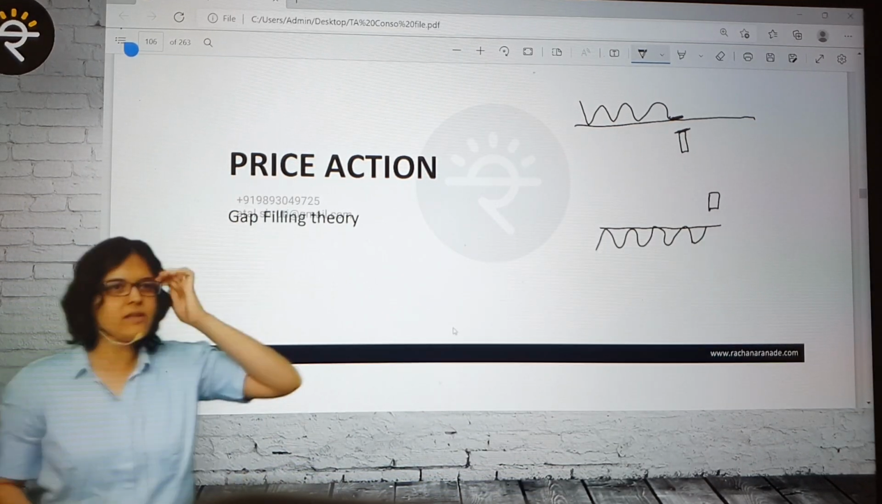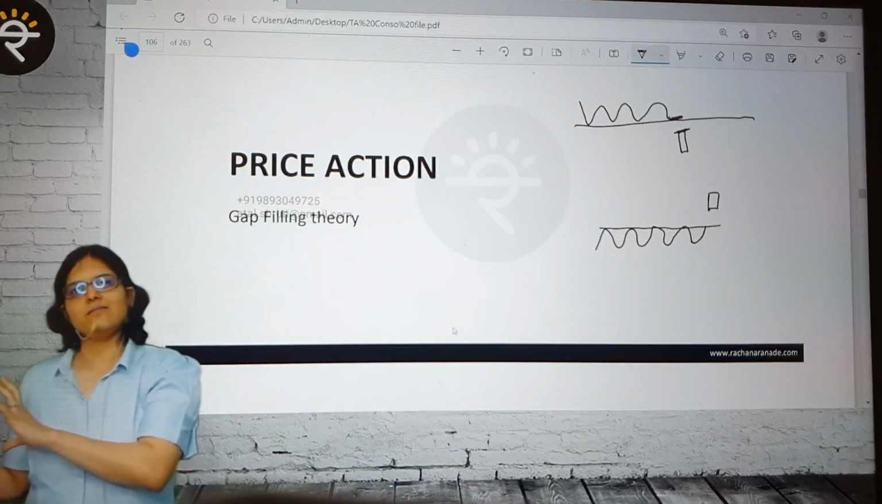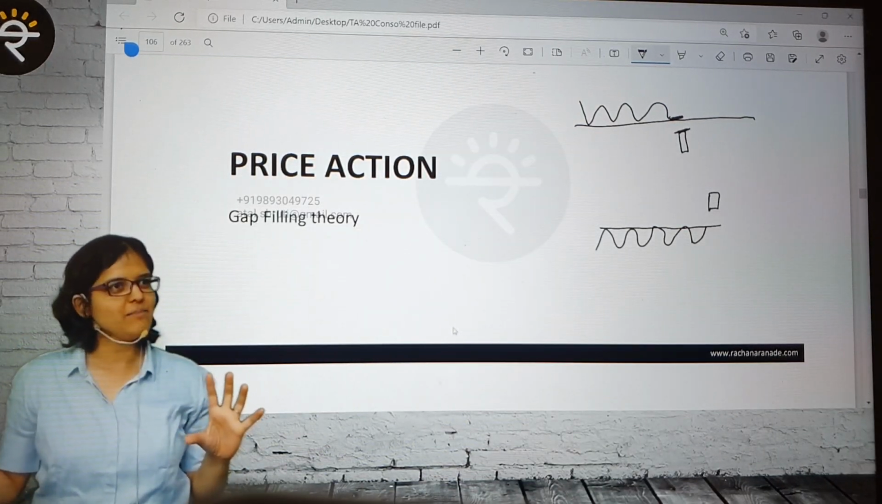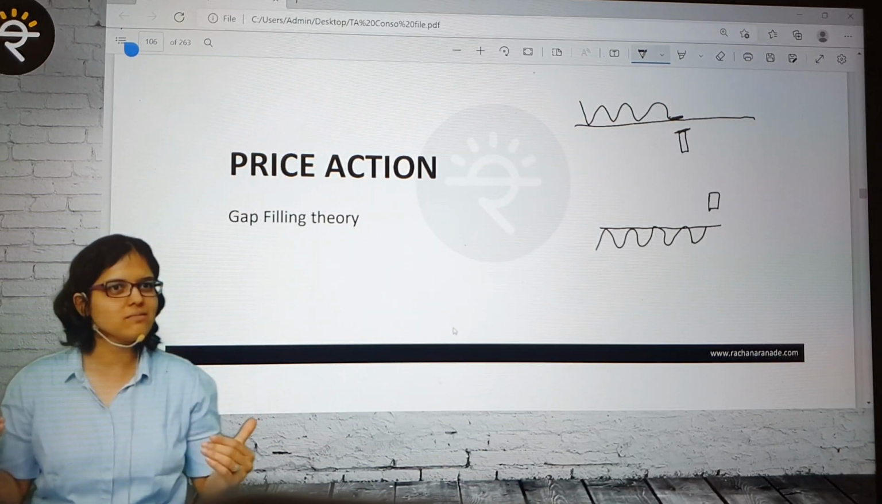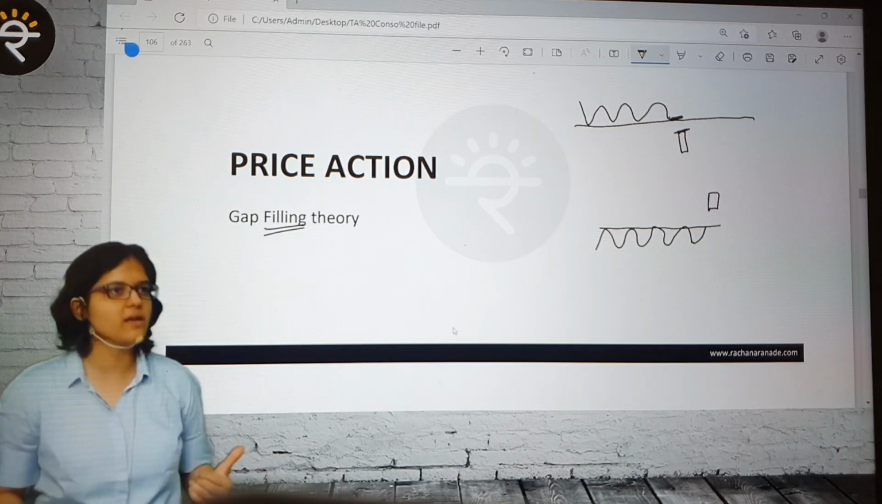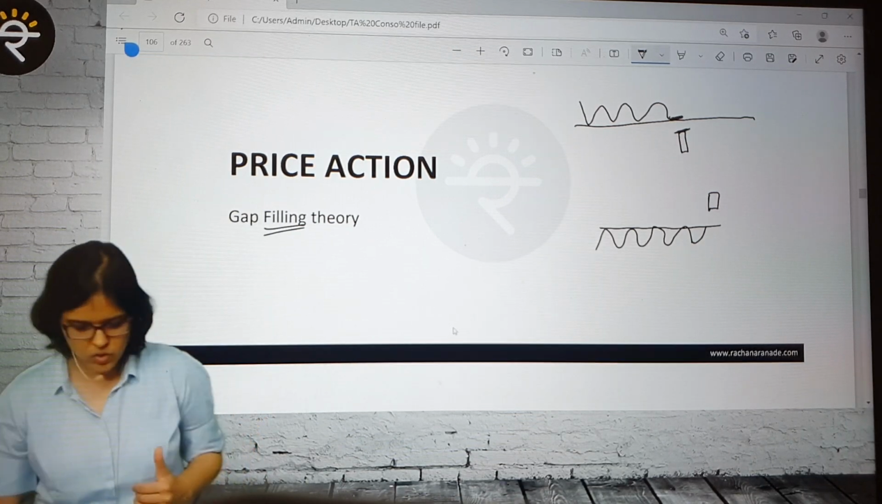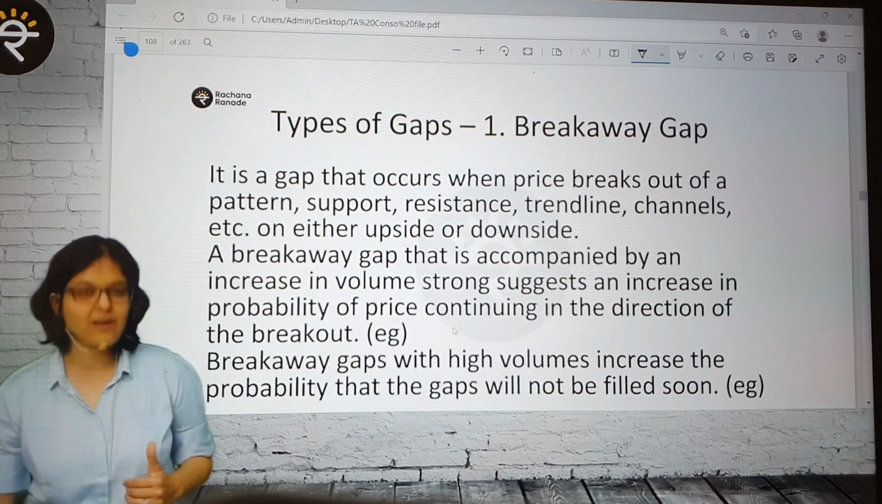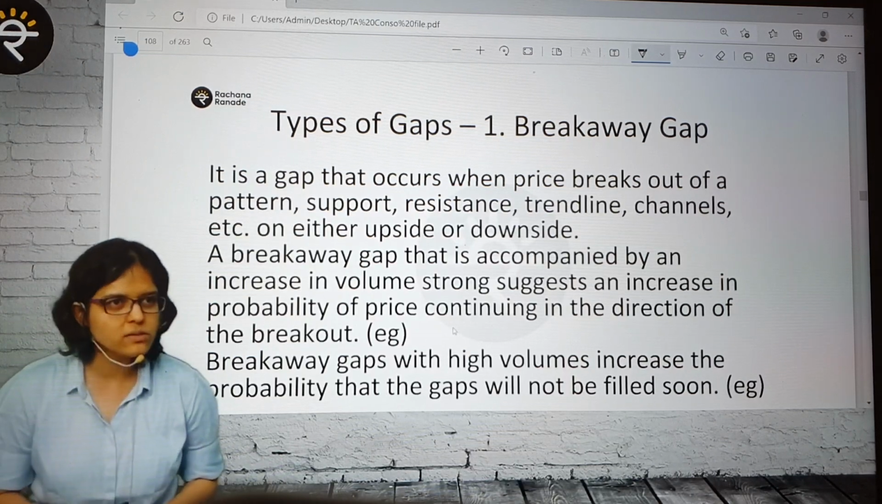Now what does this price action gap filling theory tell us? That gaps once created generally are filled. Means if a gap is created, then there will be a retest. Gap filling means that it will be retested again. There's a great chance that it may get retested. Okay, this is a lot of theory, but I'll tell you the important ones. So what can happen?